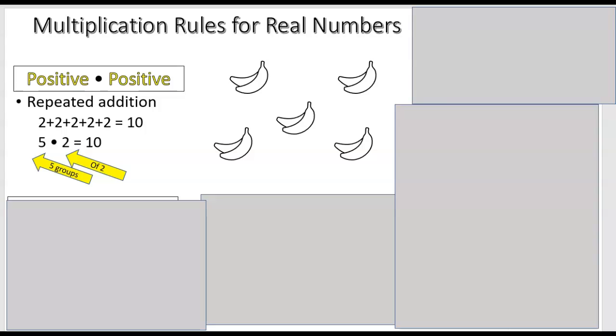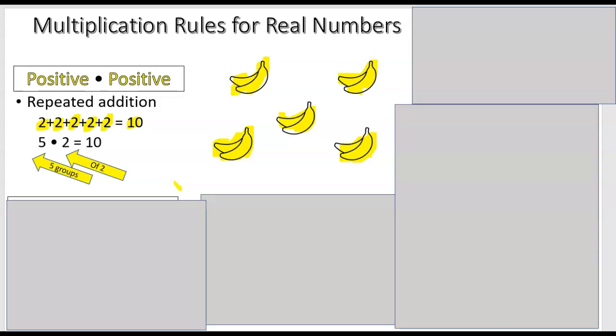So let's go ahead and look at these bananas. I have 2 bananas here, 2 bananas here, 2 bananas here, 2 bananas here, and 2 bananas here. Okay. So right now what I have is 2 plus 2 plus 2 plus 2 plus 2 equals a total of 1, 2, 3, 4, 5, 6, 7, 8, 9, 10 bananas total. So multiplication is just repeated addition.